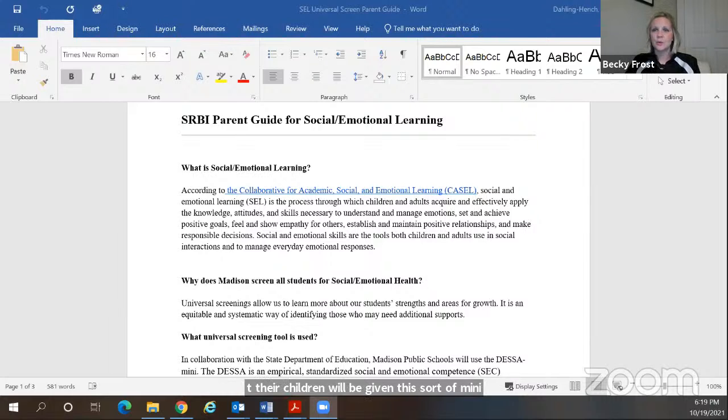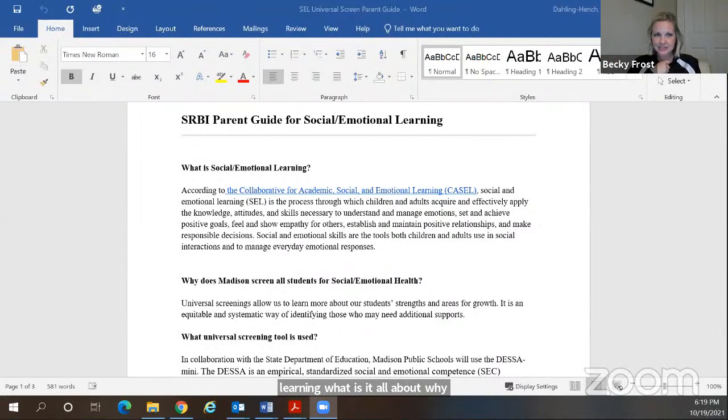So, when parents are notified that their children will be given this sort of mini assessment, universal screen, we really put our parent hats on and said, what concerns would I have as a parent? What questions would I have? What lingo would I need to understand? And we really tried to start big picture, right from the beginning. What is social emotional learning? What is it all about?